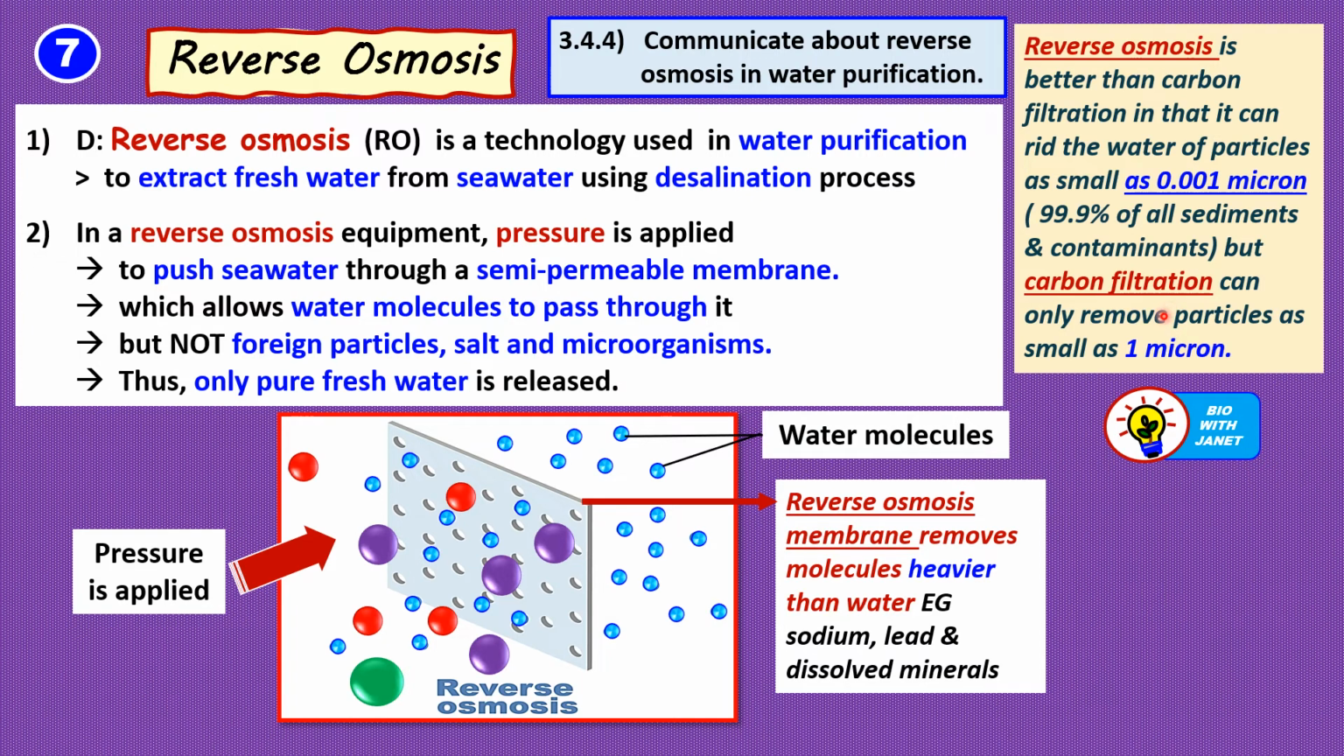But to help you understand what reverse osmosis can do, it can get rid of all the foreign particles, even ions which are not water molecules, right? All these cannot pass through the reverse osmosis membrane. So the reverse osmosis membrane removes molecules heavier than water, for example, sodium, lead, and dissolved minerals, and also microorganisms.